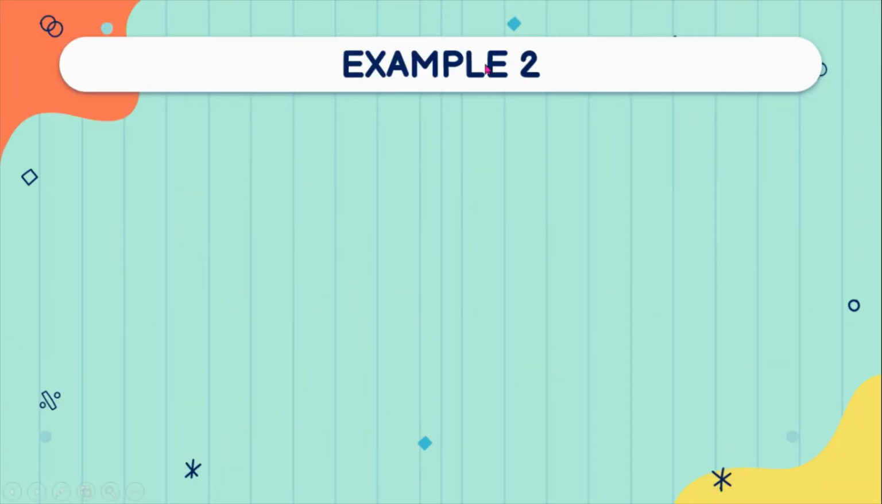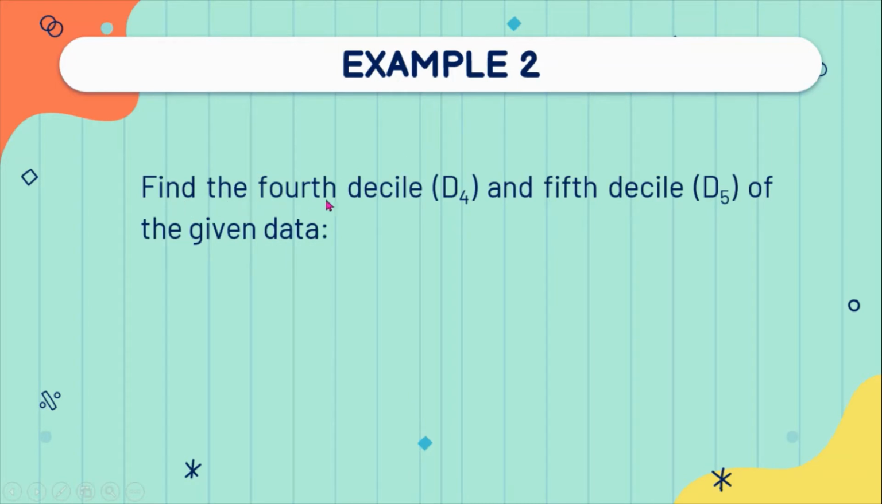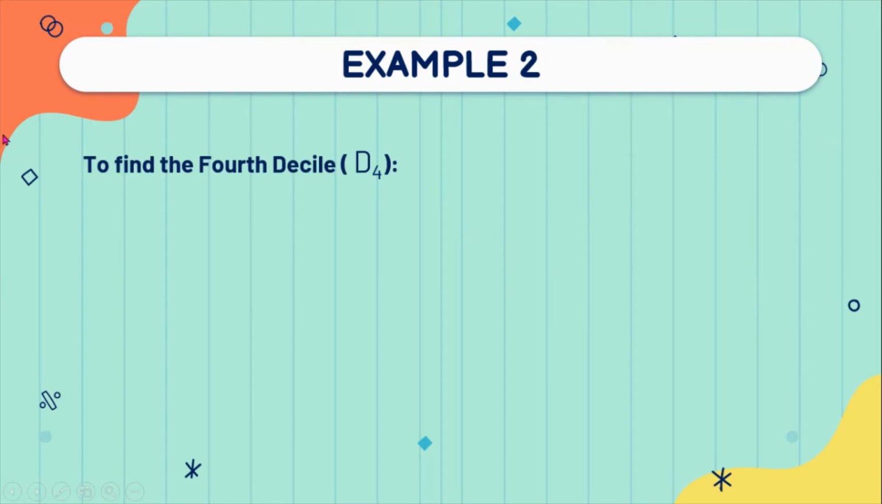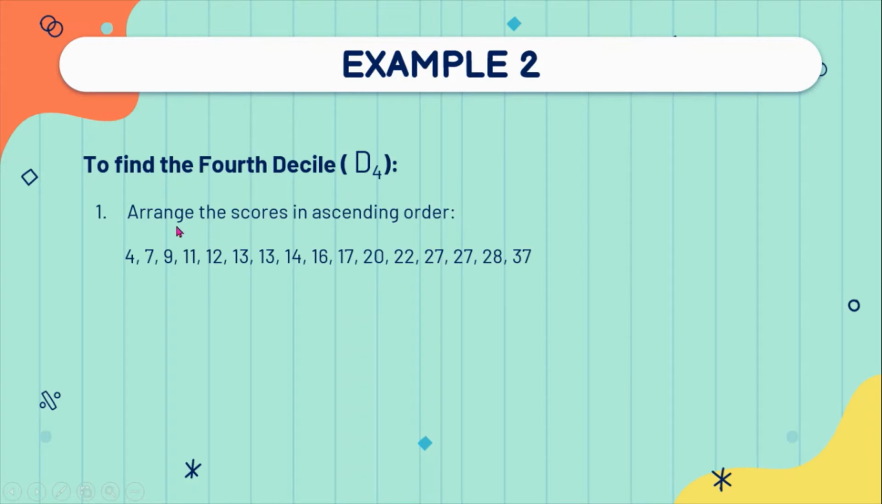So let us have this example. Find the fourth decile, or the D sub 4, and fifth decile, D sub 5, of the given data: 22, 20, 27, 14, 12, 9, 27, 4, 13, 28, 17, 37, 16, 7, 11, and 13. So first, to find the fourth decile, arrange the scores in ascending order. The scores here are already arranged in ascending order.